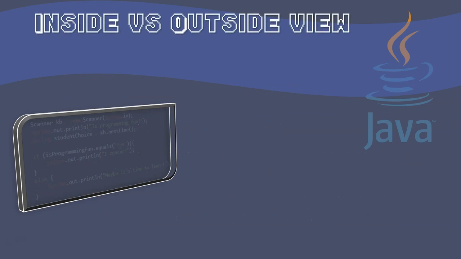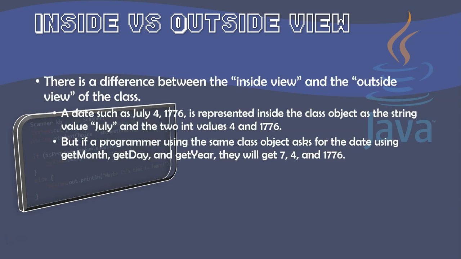Now, this is, of course, going to lead us to a little bit of a conversation about an inside versus an outside view of our code. There is, of course, a difference when we start talking about these two views of a class. So a date such as July 4th, 1776 is represented inside of our class object as a string value July and the two int values 4 and 1776.